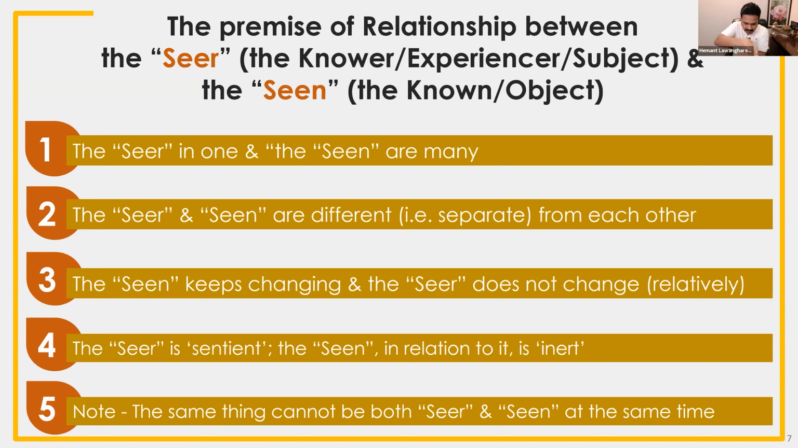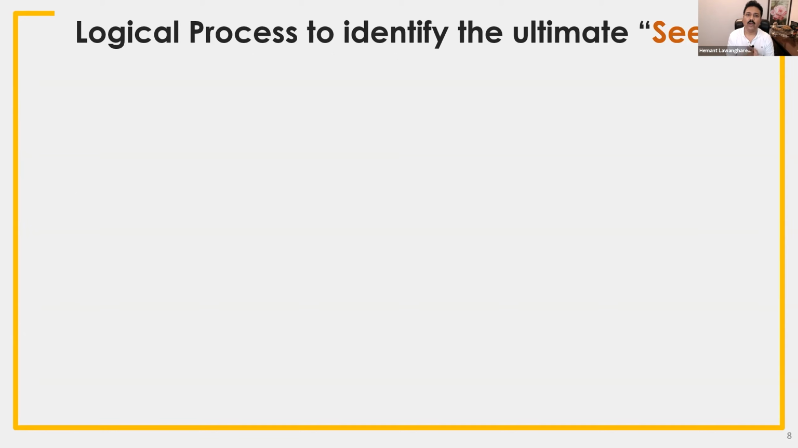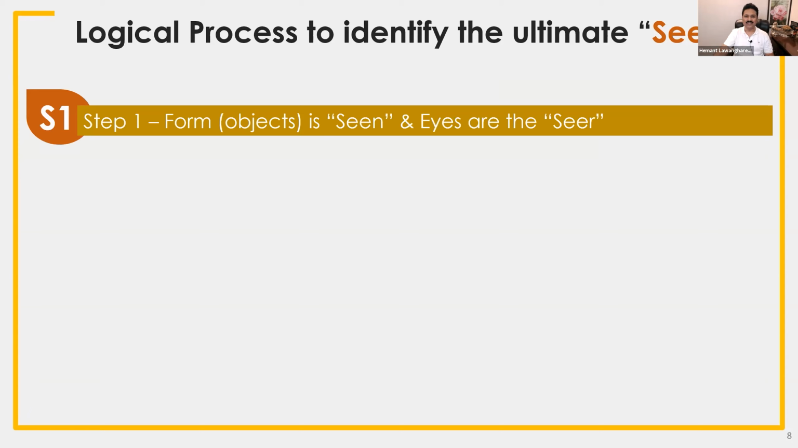Okay. So now we will go for a logical process to understand the ultimate seer. Now, when we are going for a logical process, please keep those conditions in mind. If you have any question, you can just refer to those conditions we have. But again, I doubt there will be any question, because this is also very simple. Intellectual people sometimes make things complicated. I'm not that intellectual, so I'm not going to make things complex in any way.